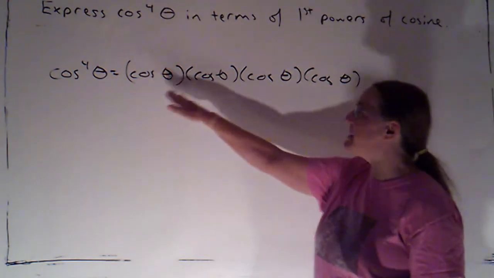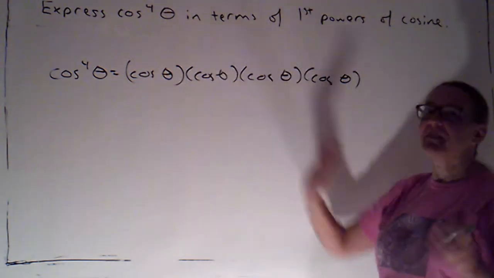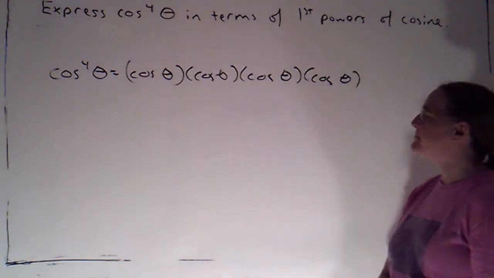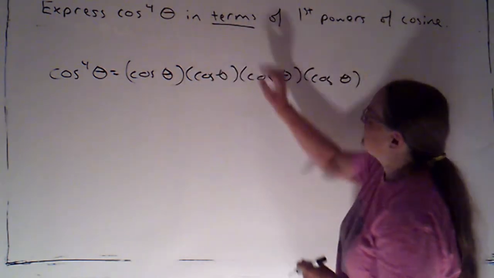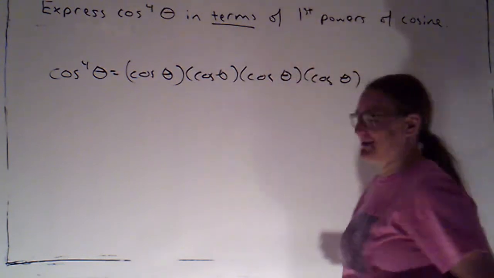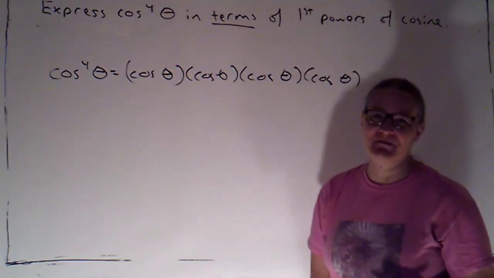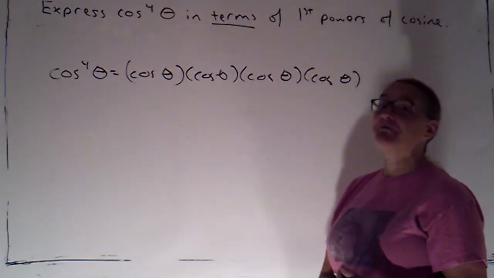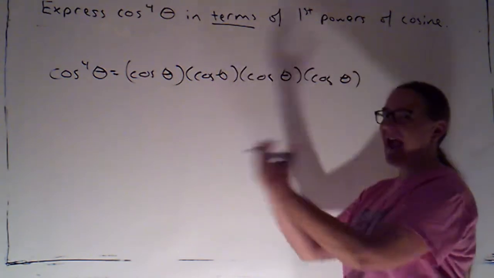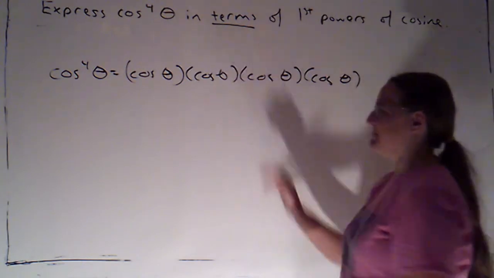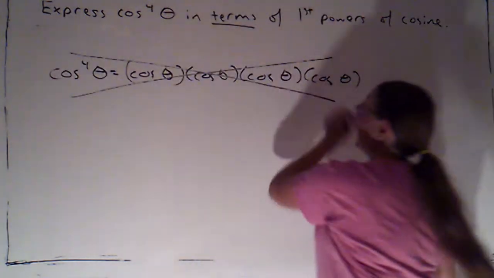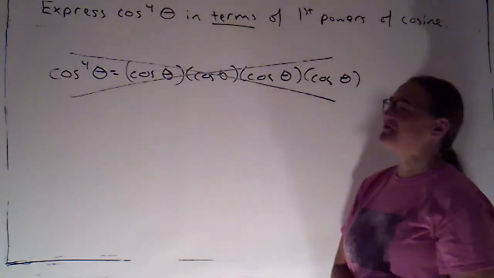When things are connected by multiplication, that affects the power. Terms, I don't think this is literally what "in terms of" means, but terms would be things that we add and subtract together. So I want to have first powers of cosine. It's okay if I'm adding them to other first powers of cosine, but not multiplying them together. That's cheap. That's not what those directions mean.